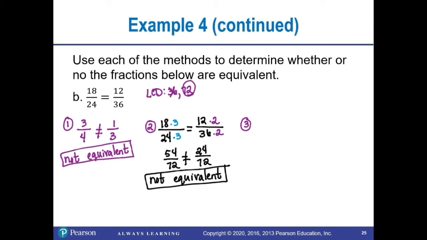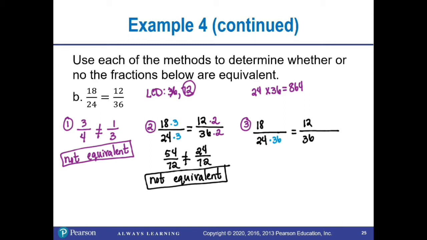The third method asks us to find a common denominator, not necessarily the least. The easiest way to find a common denominator is to multiply the two denominators together. So 24 times 36, I used my scratch paper and that gave me 864. Rewrite your fractions with the common denominator of 864. 24 times 36 would give me 864 in the denominator.